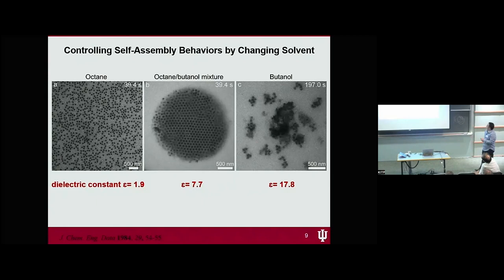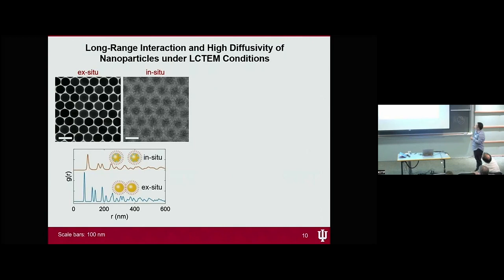Okay. Now, before I go into the details of the assembly process, I want to point out first that the same exact particle, when they assemble in situ and ex situ, they are very different. In this case, when you dry the particle onto a TEM grid ex situ, they form this close-packed arrays where the surface-to-surface nearest neighbor distance is on the order of 3 nanometer. The same particle, when they assemble this hexagonal lattice under in situ liquid cell TEM conditions, their surface-to-surface distance is much, much larger. From the pair distribution analysis, their surface distance is about 25 nanometer.